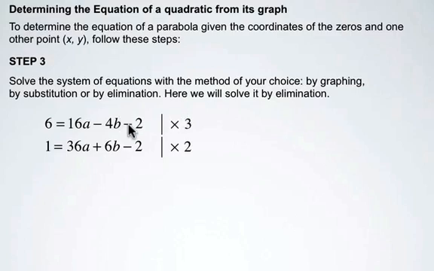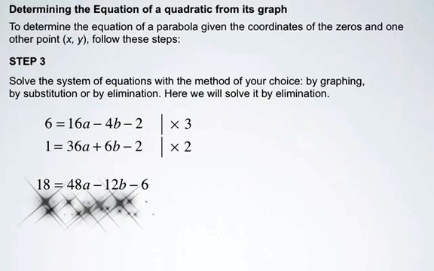We're going to multiply this top one by 3 and this bottom one by 2. So the top one becomes 18 equals 48a minus 12b minus 6. We can do this because whatever we did to the right-hand side, we did to the left-hand side. So we haven't changed anything. We'll do the same with the bottom, except multiply it by 2. We multiply the left side by 2, which is equal to 2. And on the right side, we have 72a plus 12b minus 4.